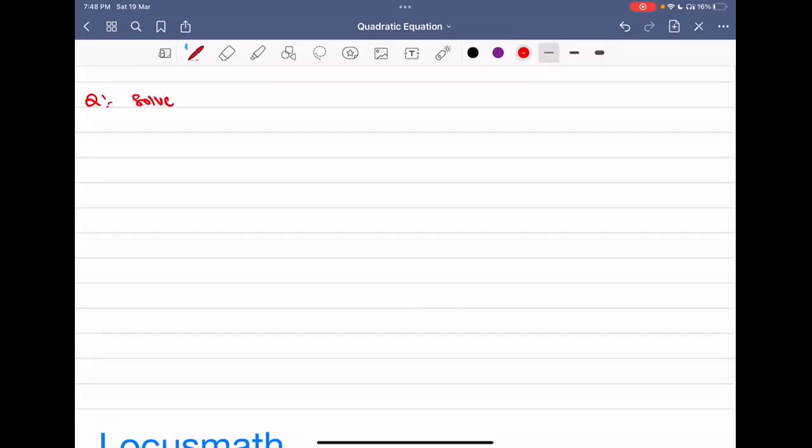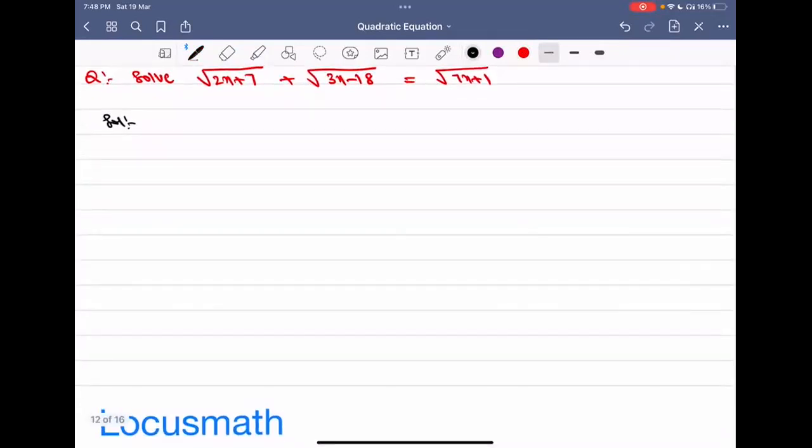Solve square root of 2x plus 7 plus square root of 3x minus 18 is equal to square root of 7x plus 1. So we need to solve this equation. In this given equation, each term contains a radical sign, that is, a square root. So without squaring on both sides, we cannot solve it. First, square on both sides and solve the problem.